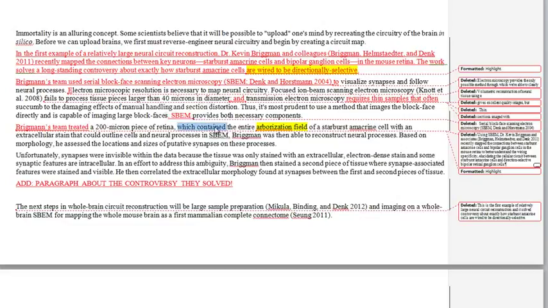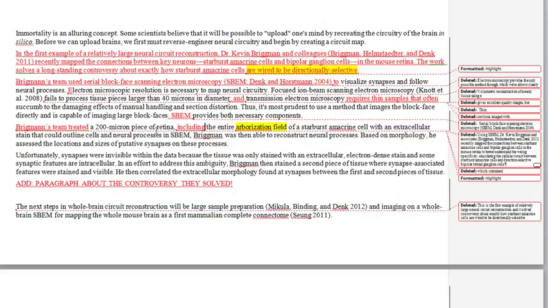To get rid of a word here, instead of which contained, I'll put including the entire arborization field of this particular type of cell. And I'm going to set that little extra detail off with commas here, because actually, you don't need that whole detail. We could just say Brigman's team treated a 200 micron piece of retina with an extracellular stain. So this is just an extra little detail. So it seems like an important detail, but we can set it off with commas. With an extracellular stain that could outline cells and neural processes in SBEM.